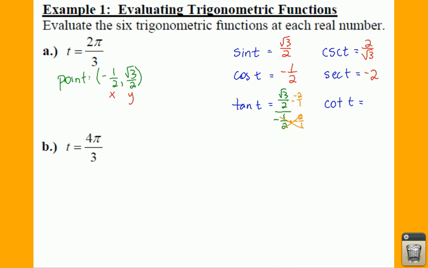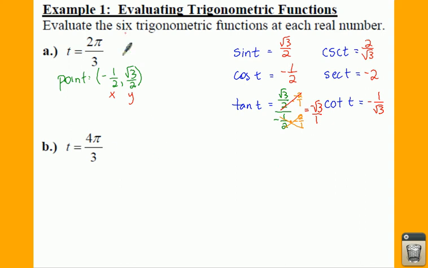And so these 2's cancel, those negative 1's cancel, so you just get negative radical 3. That's your tangent. And this is really negative radical 3 over 1, so if you want to find the reciprocal of that, to find your cotangent, you get negative 1 over radical 3. There are your 6 trig functions at the point where t is equal to 2 pi over 3. Super sweet!